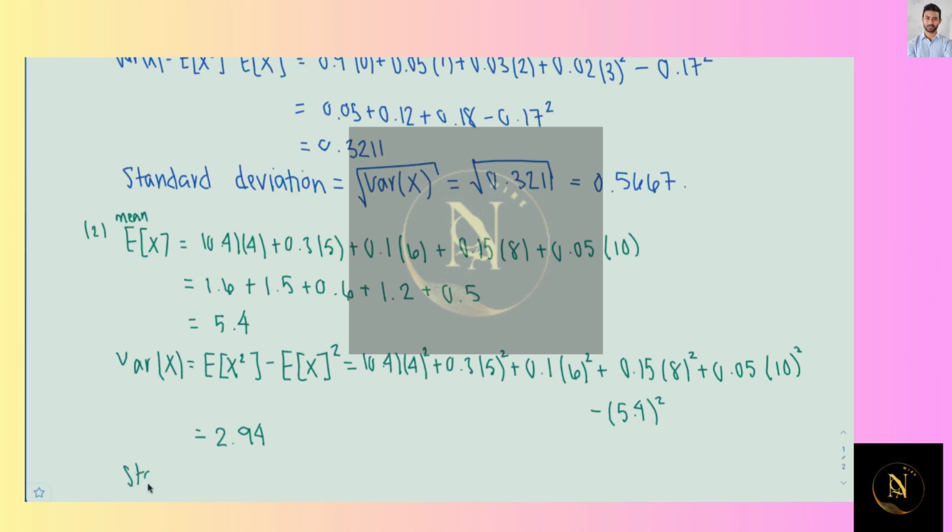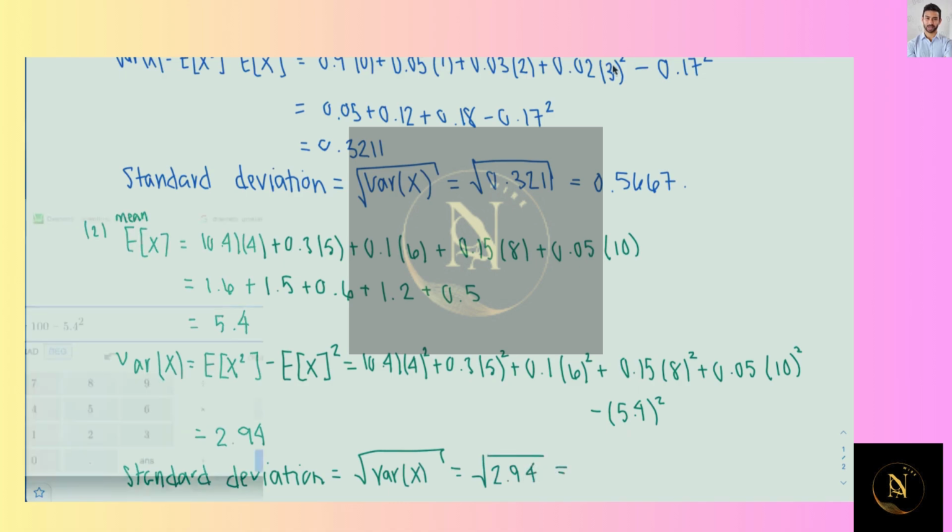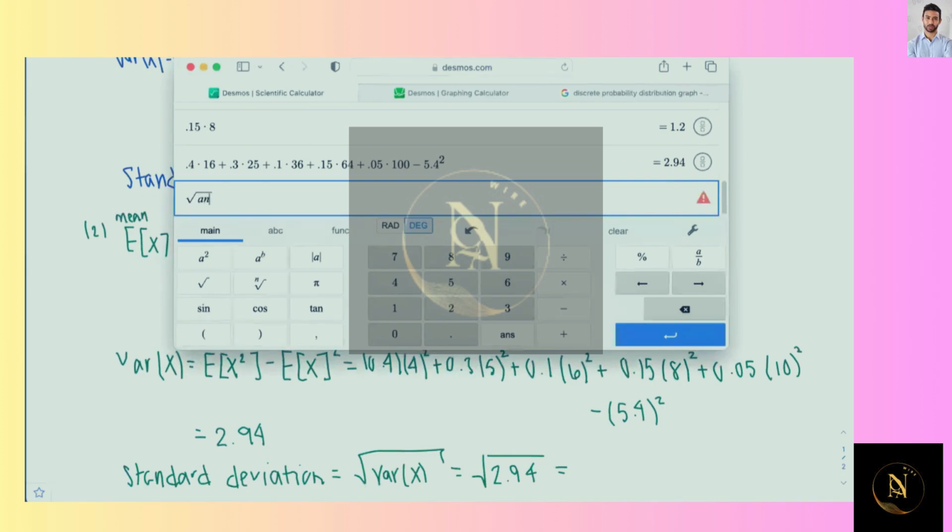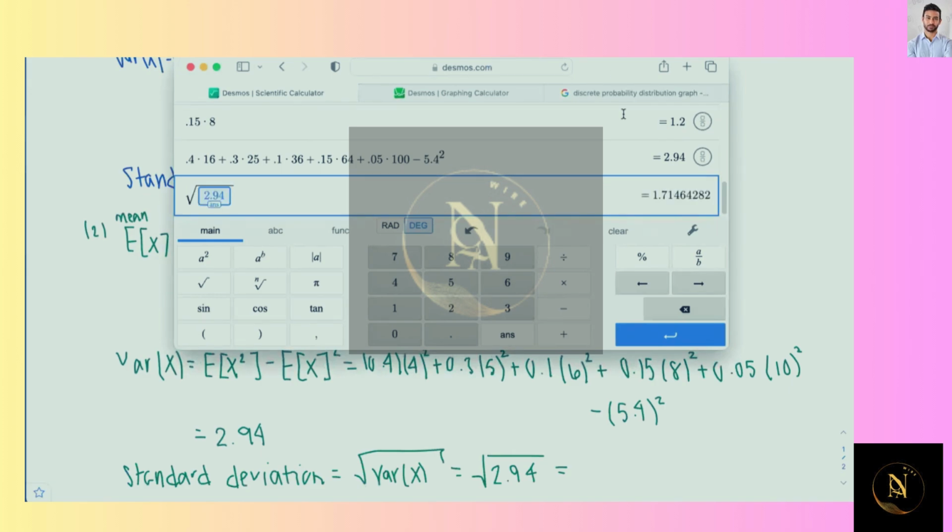Okay, then the standard deviation is just the square root of the variance. Is the square root of 2.94. Square root of 2.94. 1.7146.